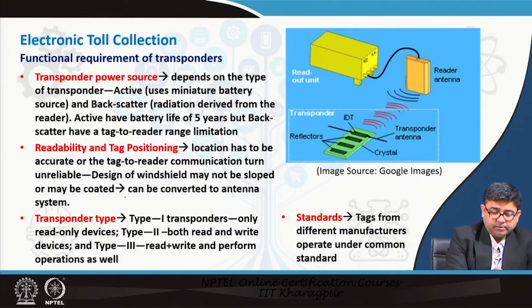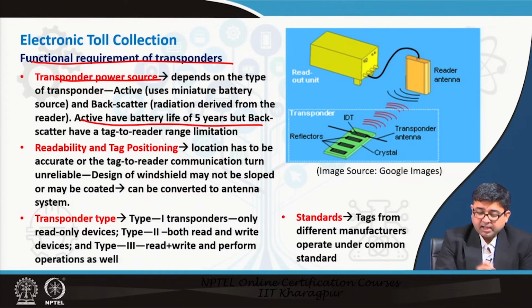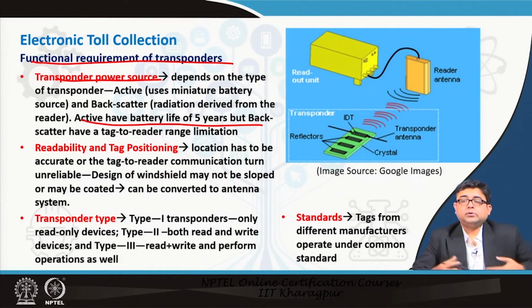Now, the minimum functional requirements of the transponders: the transponder has to, for example, have a power source, it has to have an active battery life. So, all of this, see, now you are in the business of designing a system, right.